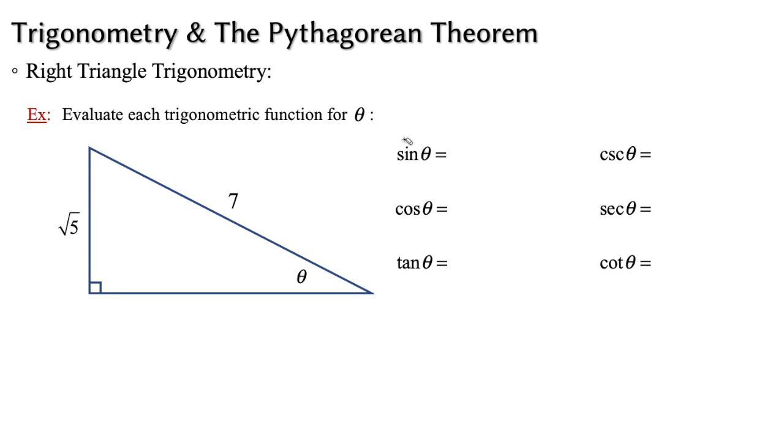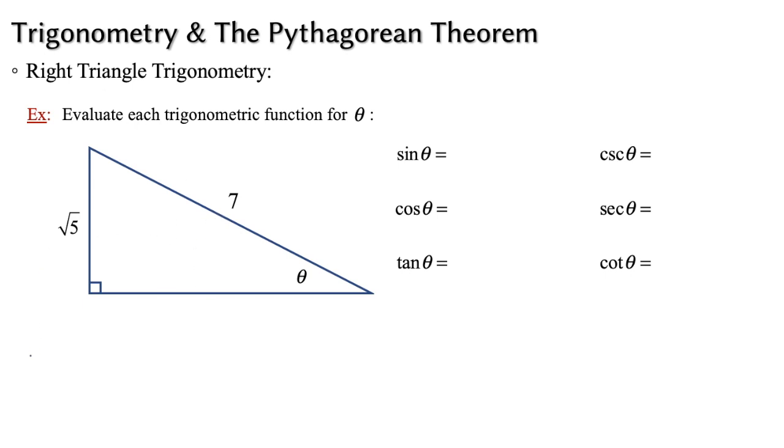So once I know what sine is, by simplifying the reciprocal of the ratio, that gives us cosecant. And the same is true with secant and cosine, as well as cotangent and tangent. Now, in order to calculate all 6 of these, you do need to know all sides of the right triangle. So I'm going to use the Pythagorean theorem to calculate what the other side would be.